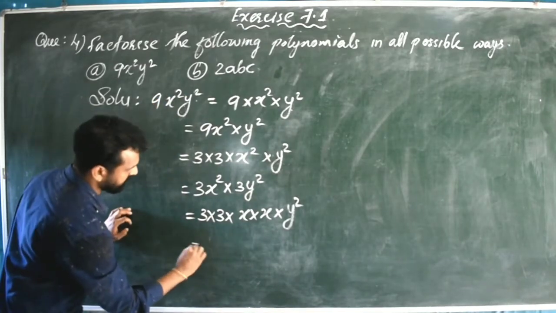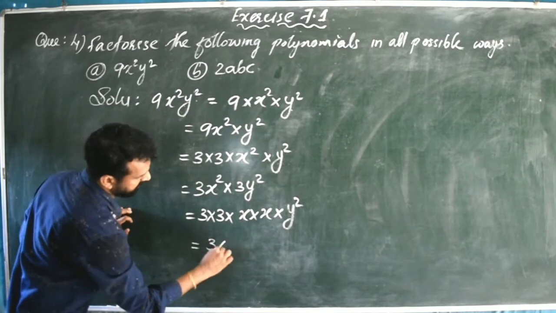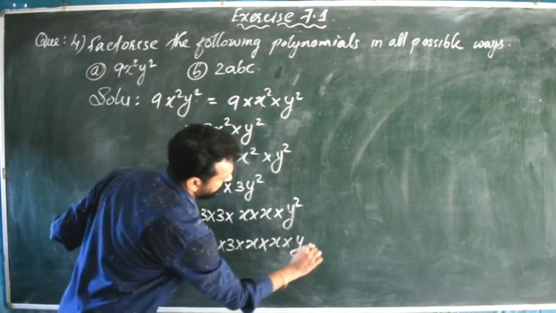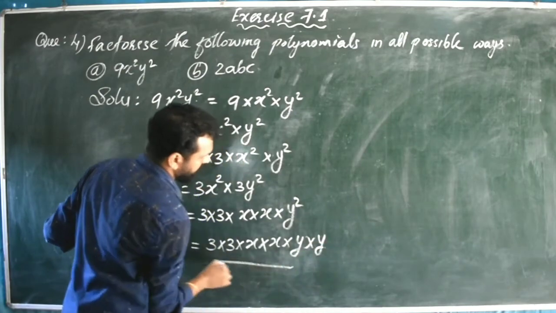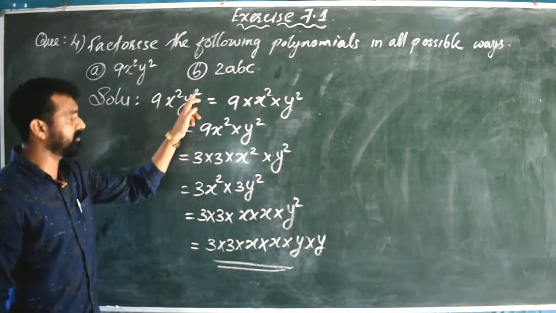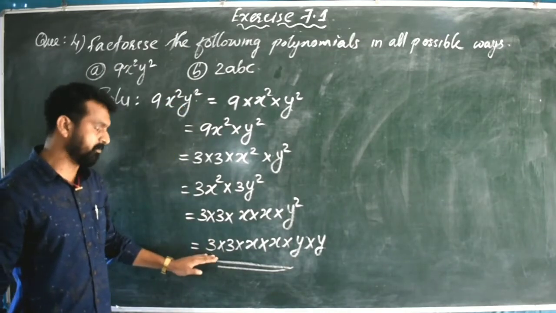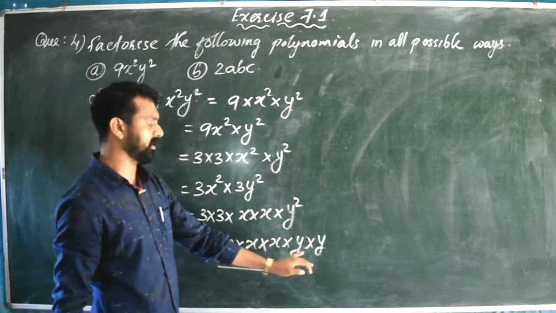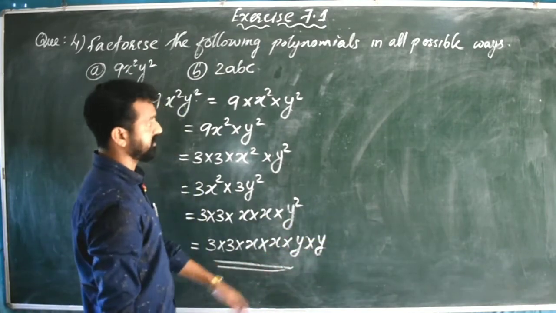Then last one, that is equal to 3 into x into y into y. Now we have factorized it completely. 9x square y square we have factorized completely in the last step, that is 3 into x into y into y. So that is the answer.